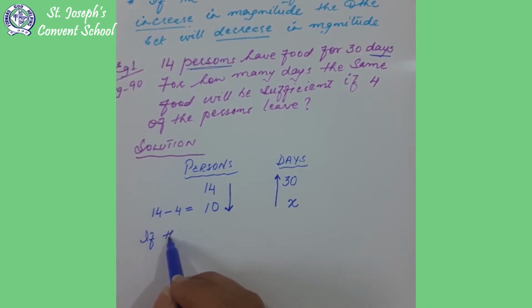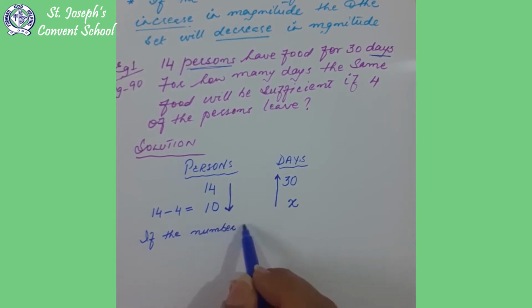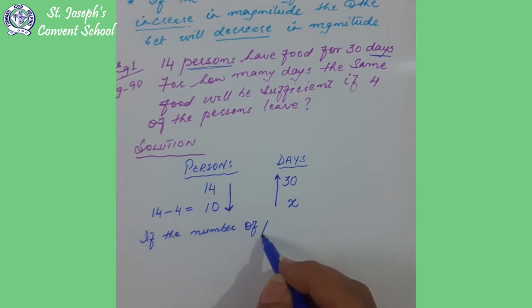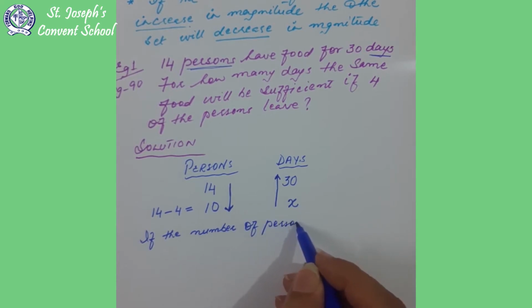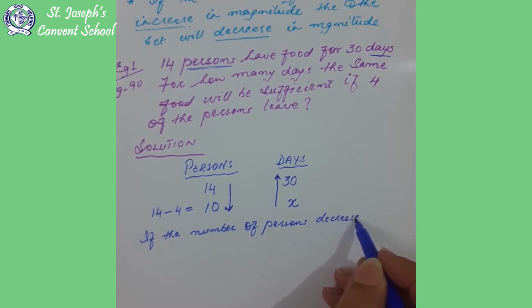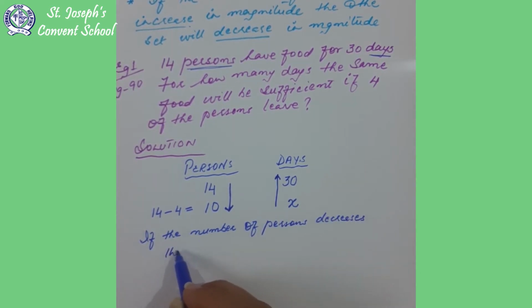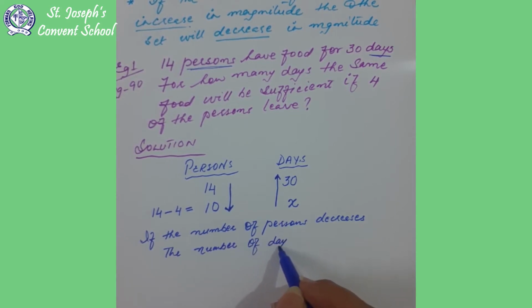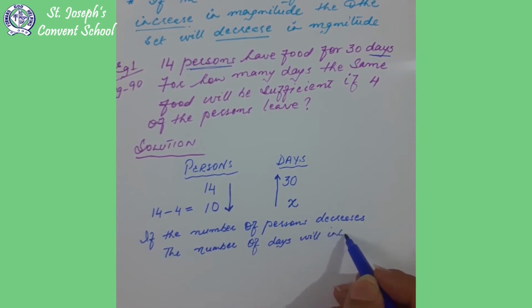If the number of persons decreases, the number of days will obviously increase. Number of days will increase. Okay, so number of days will increase.